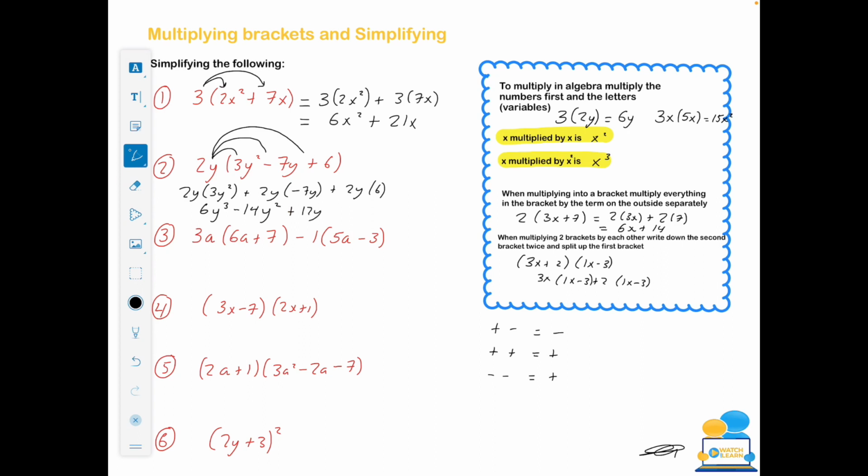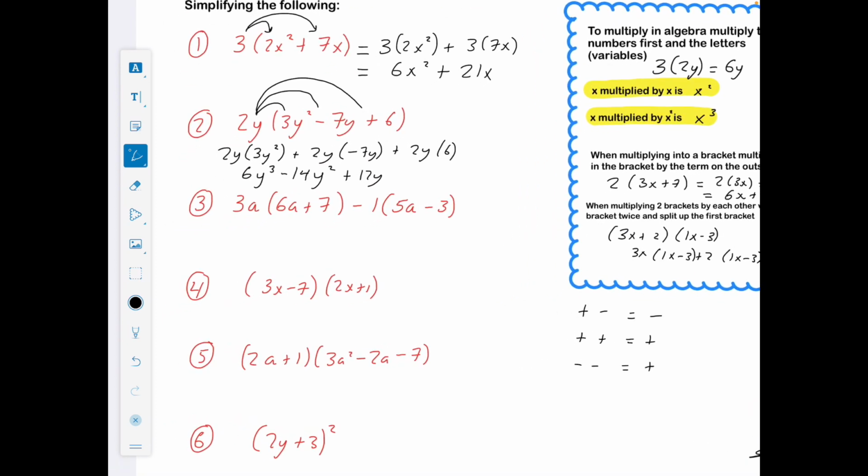And then we have 2y multiplied by 6. 2 by 6 will be 12y. Again, that's my final answer. Can't simplify that any further.